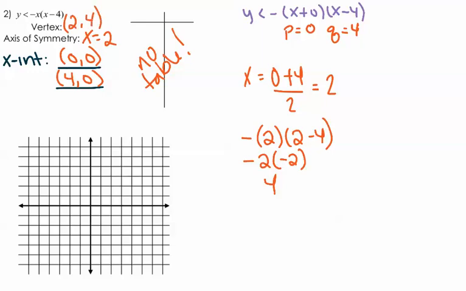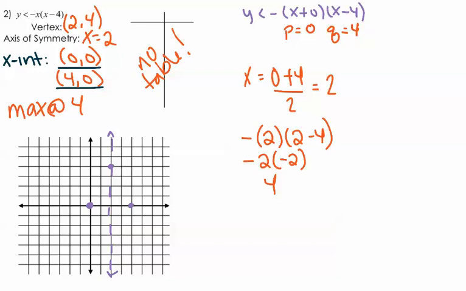Now since this parabola is opening down, and I know it's opening down because that a value is negative, I'm going to have a maximum, and that maximum would be at 4. Okay, so I'm going to go ahead and graph these points now. So I have a vertex at 2, 4, which is to the right 2 and up 4, and then I'll put the axis of symmetry through that. I've got an x-intercept at 0, 0 and an x-intercept at 4, 0.